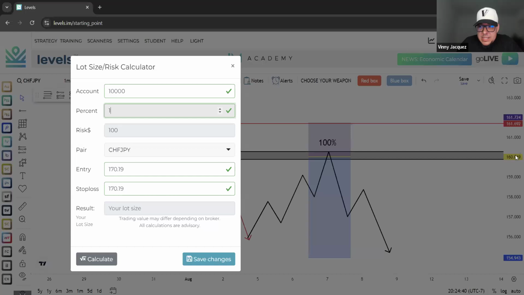Now my entry is this yellow box, and my stop loss is this red box or the purple box, right? So I'm gonna go ahead and put the entry, which is 160.019, and my stop loss is 161.692. So I'm going to go ahead and calculate. And it's telling me I can use a 0.09 lot size for this trade idea. And at the end of the day, if I take a loss, I will be losing $100. Give me a 10 if this makes sense, and give me a question mark if you need me to go over it one more time.